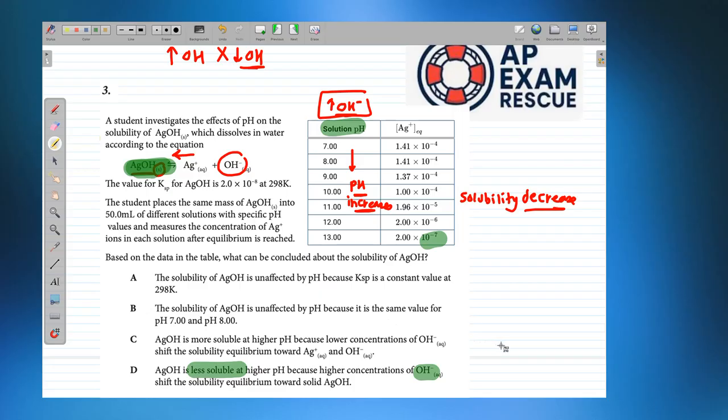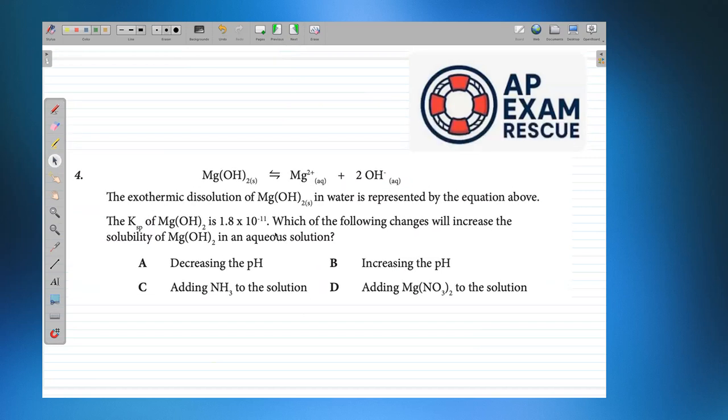There is no data here. Yeah, the exothermic dissolution. Let's focus. This is the exothermic dissolution of magnesium hydroxide, which means this reaction is exothermic, it releases heat, and is represented by the equation above. Ksp is 1.8 times 10 to the power of negative 11. Very weak solubility. Which of the following changes will increase the solubility of magnesium hydroxide?